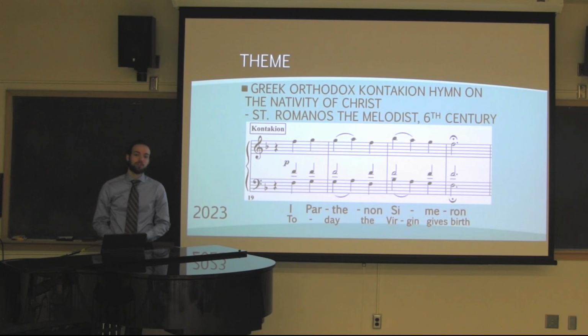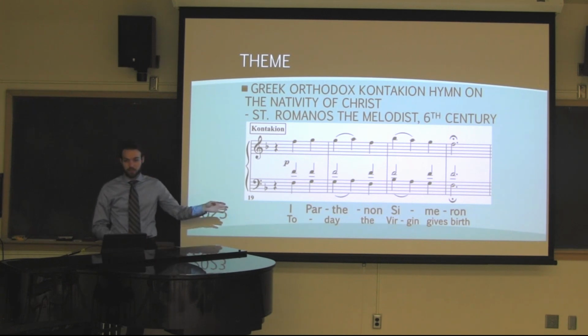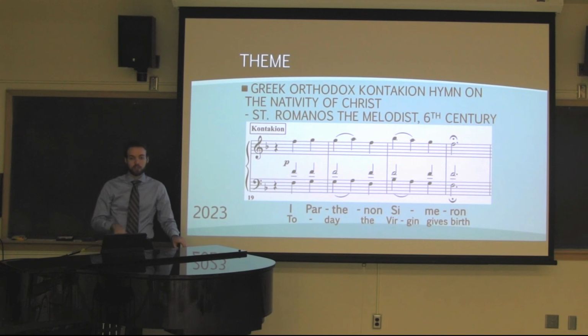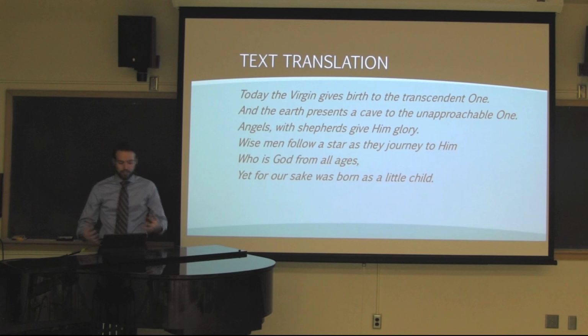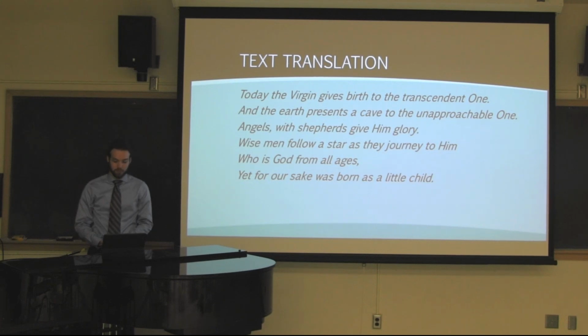The theme is based off of the Greek Orthodox Kontakion hymn on the Nativity of Christ, written by St. Romanos the Melodist in the 6th century. You can see the first words in the Greek chant, and then the translation underneath in English, "Today the Virgin gives birth." The entire text translates to, "Today the Virgin gives birth to the transcendent one, and the earth presents a cave to the unapproachable one. Angels with shepherds give him glory, wise men follow a star as they journey to him, who is God from all ages, yet for our sake was born as a little child."